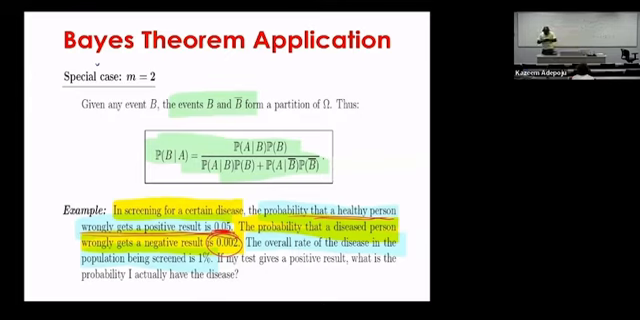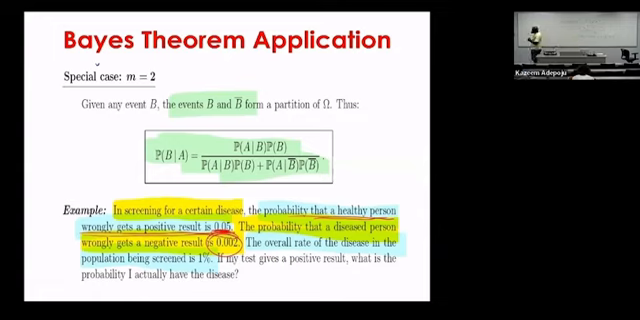In screening for a certain disease, the probability that a healthy person wrongly gets a positive result is 0.05. Somebody is healthy, he doesn't have the disease, but the machine can say so, and the probability is 0.05, which is very small, right? But that is not zero. If that is zero, that would suggest the equipment is perfect, right? The fact that you have a number means the equipment is not perfect.